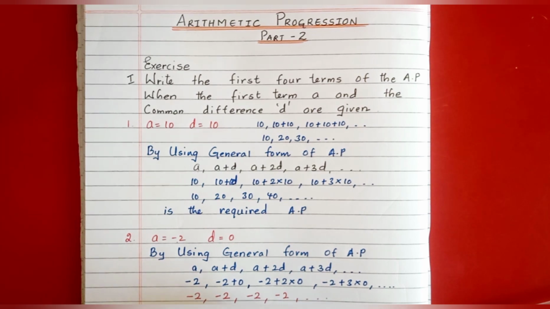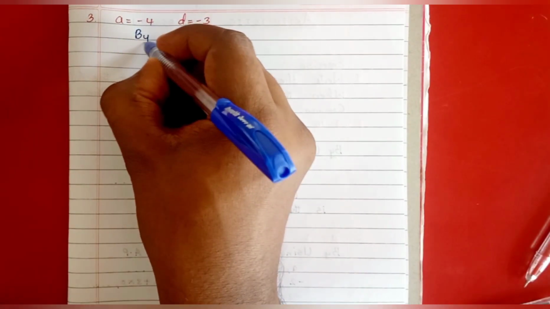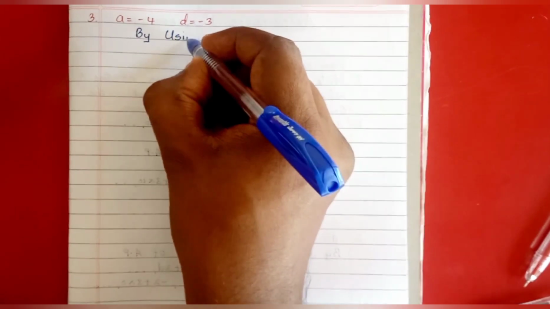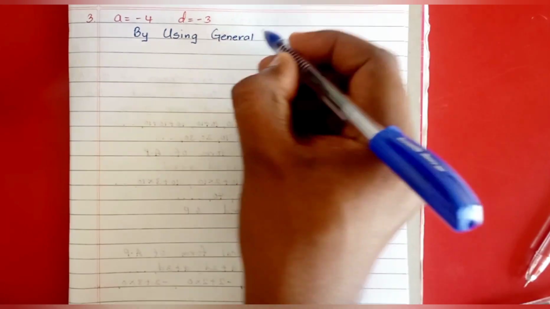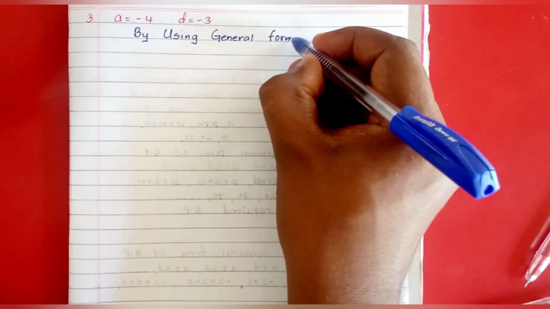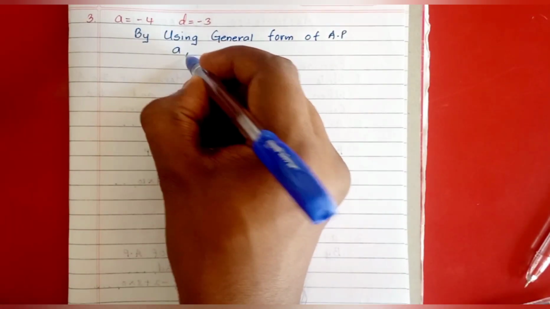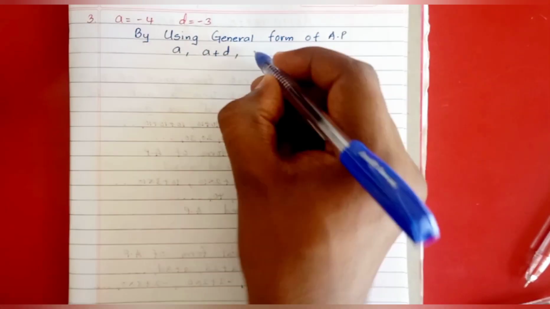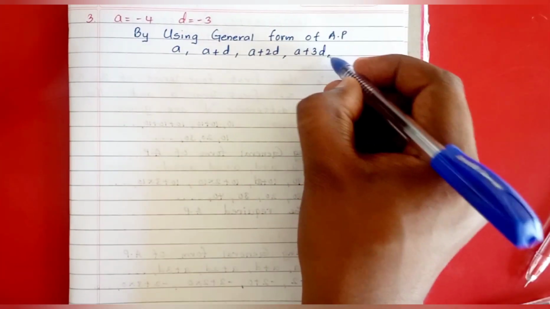Now students, we'll move to the third question of the exercise, that is when A equals minus 4, D equals minus 3. Again by using general form. What is the general form? Please repeat yourself. A, A plus D, A plus 2D, A plus 3D, and the list goes on.